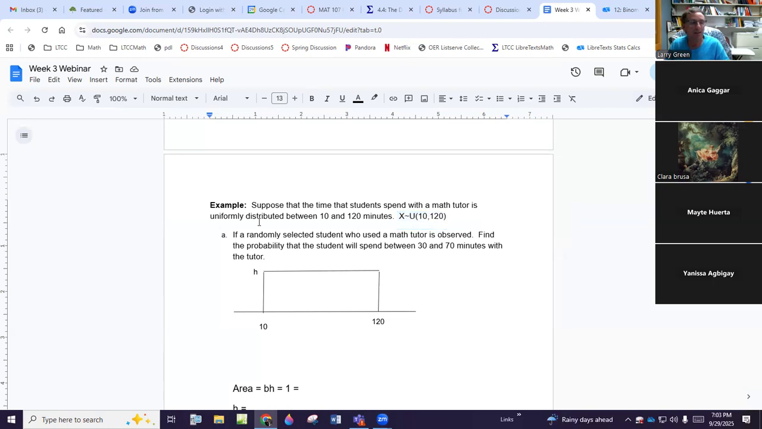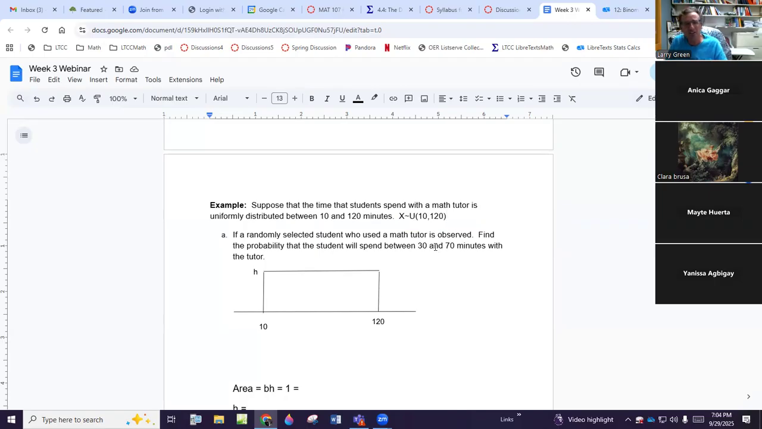Okay. So now we have a question. If a randomly selected student who used a math tutor is observed, find the probability the student will spend between 30 and 70 minutes with the tutor. Any questions on what the question's asking for? Students spend between 10 and 120 minutes. If some randomly selected student comes in, what's the chance they'll spend between 30 and 70? They might spend more, they might spend less, or maybe they'll spend in between. And we want to find the probability they're going to spend between 30 and 70 minutes. Any questions on this idea?